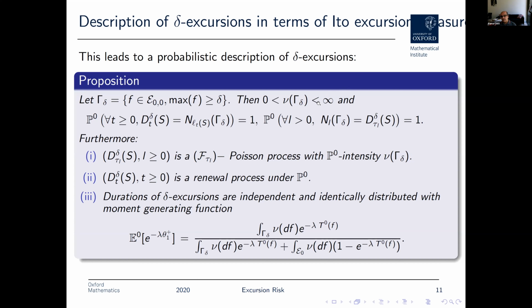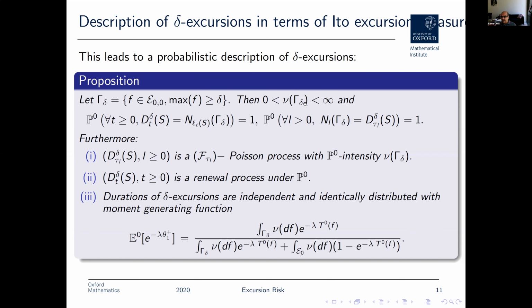So then you can say the following things. If you call nu the Ito excursion measure associated with this Markov process, then remember nu of a set is the intensity of the Poisson process associated with this set. The good news is that nu of gamma delta is finite. You cannot have an infinite number of excursions which reach delta in a finite time, because the process is continuous. So then the number of excursions which reach the level delta up to occupation time L is a classical Poisson process. It's not an infinite one. It's a finite, well-behaved Poisson process with intensity nu of gamma delta. That's what Ito's theorem says.